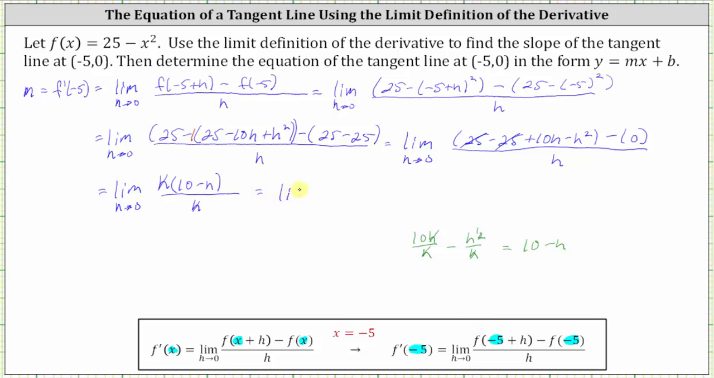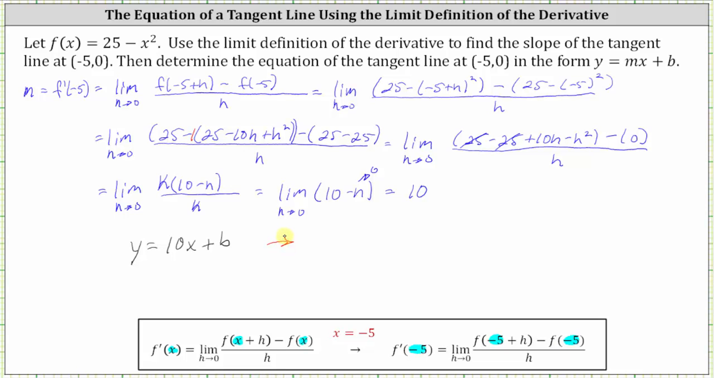So we have the limit as h approaches 0 of 10 minus h, but h is going to 0, and therefore this limit is equal to 10, which indicates the slope of the tangent line at the point at negative 5, 0 is 10. So we know the slope of the tangent line is 10. So for the equation of the tangent line, we know y is equal to 10x plus b. We still need to determine b, the vertical or y-intercept. Notice the point negative 5 comma 0 is not the vertical or y-intercept. But we can use that point to determine b.